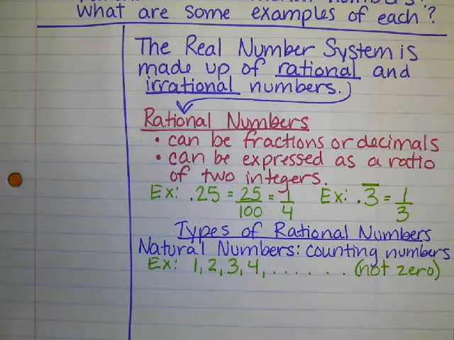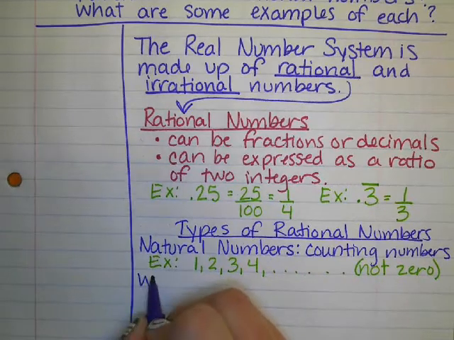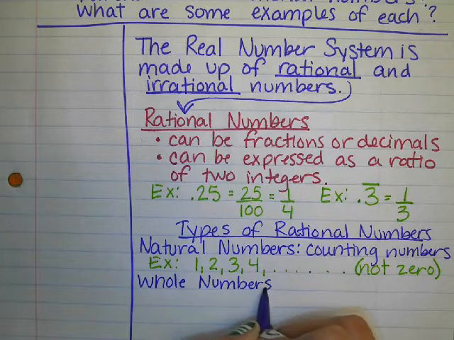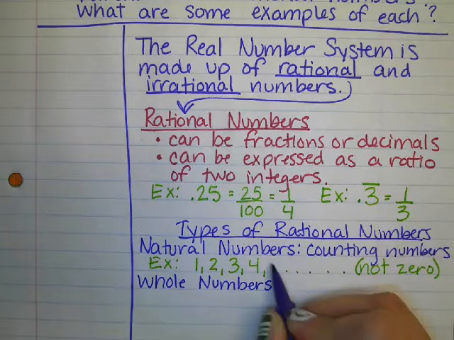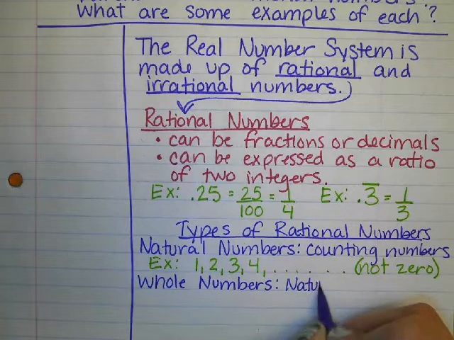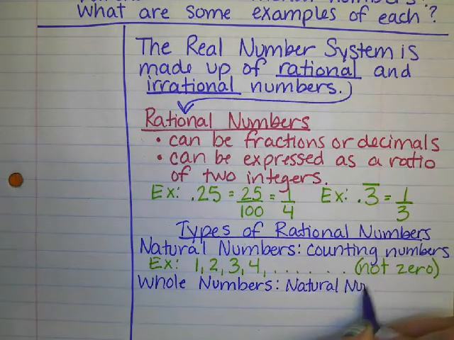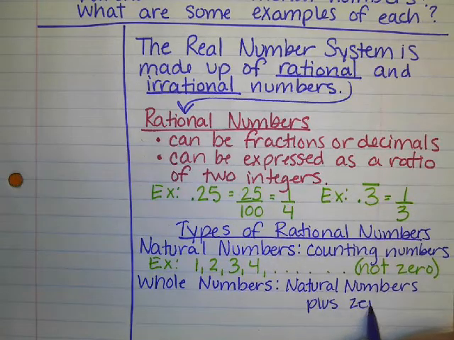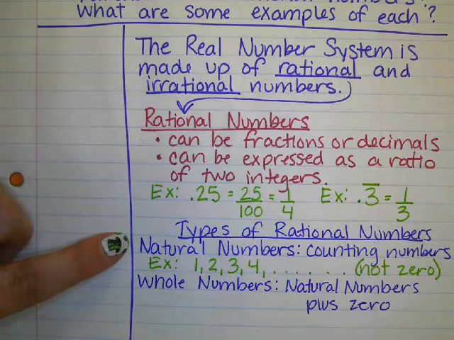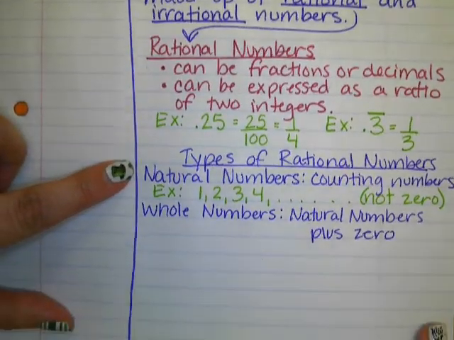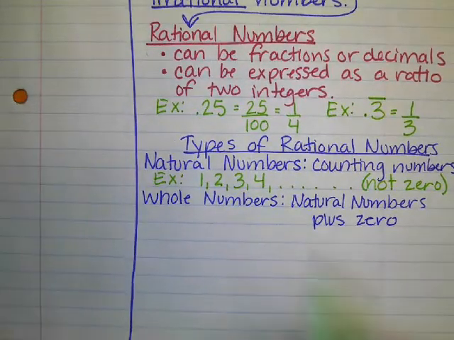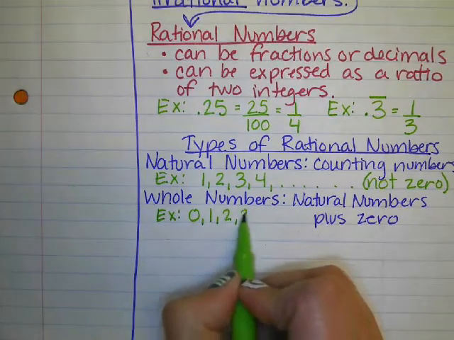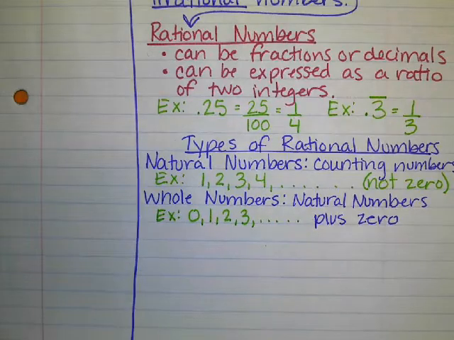The second type of rational numbers are whole numbers. Whole numbers are your natural numbers, so your counting numbers, plus 0. So the only thing different between whole numbers and natural numbers is that it includes 0. So for our example, we're going to have 0, 1, 2, 3, and so on. And it'll continue from there.